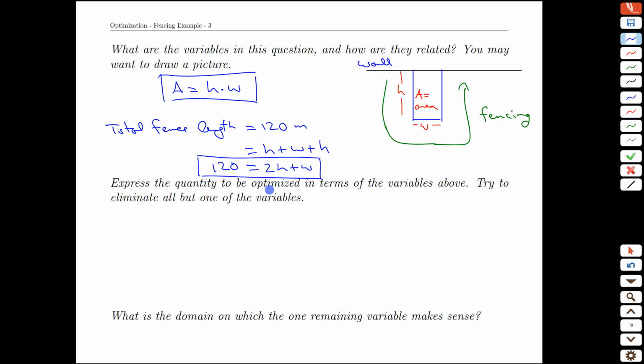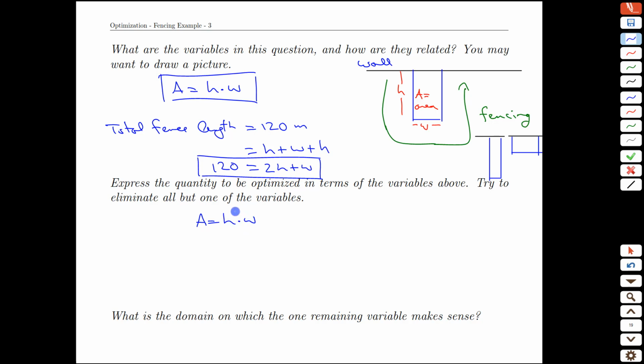So now express the quantity to be optimized in terms of the variables above. We actually already have that. However, it's important to recognize that we can't just pick whatever we like for both of these variables. If we have a big h, then we're going to have a small w, or we can have a small height and then a big width. Those are going to be our options.